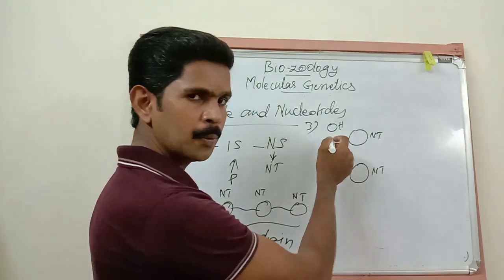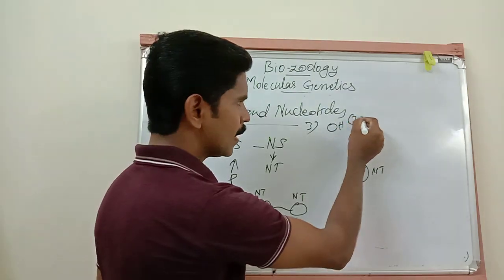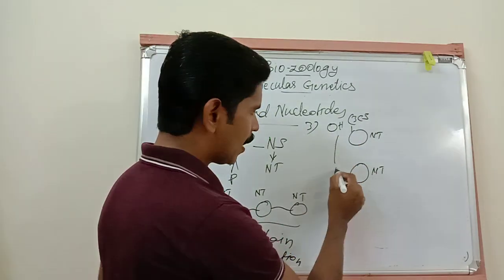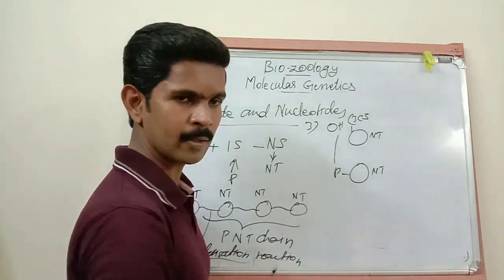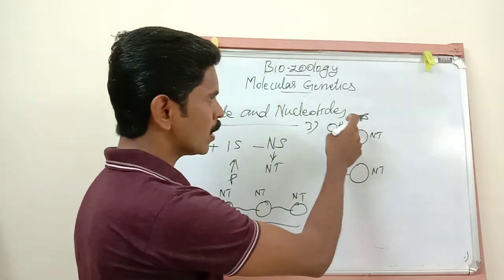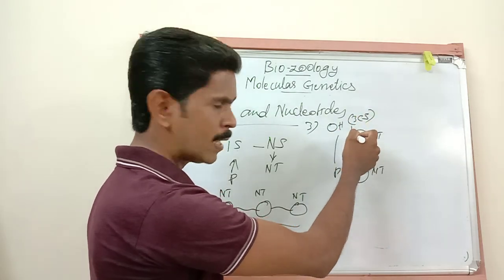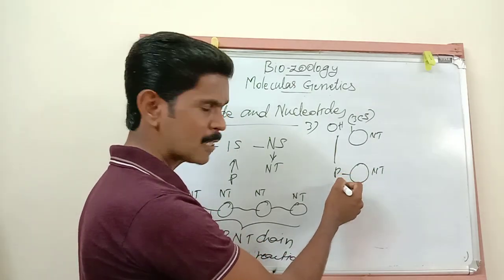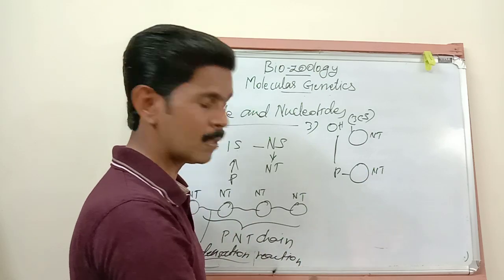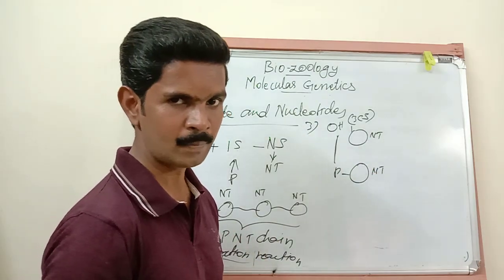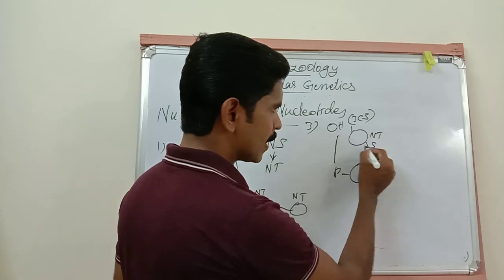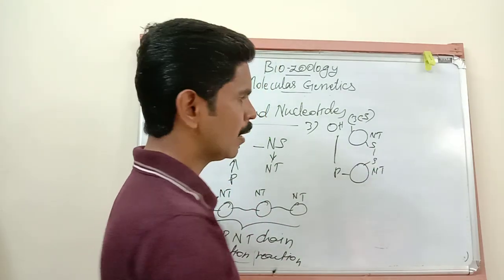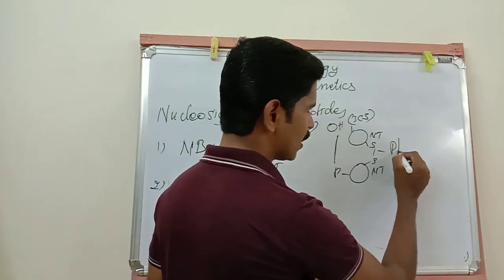So the hydroxyl group present in the 3-carbon sugar of this nucleotide is linked with the phosphate of this nucleotide. So this is one nucleotide, this is one nucleotide. So the hydroxyl group present in the 3-carbon sugar of one nucleotide is linked, or esterified, with the phosphorus present in the phosphate of the other nucleotide. Then this nucleotide has a sugar and this nucleotide also has a sugar here. These two sugars are connected by a bond. This bond is called phosphodiester bond.